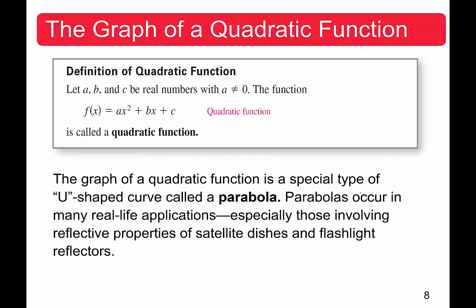The definition of a quadratic function: let a, b, and c be real numbers. A cannot be 0, again. If a is 0, then we have a linear function, not a quadratic function. f of x equals ax squared plus bx plus c is called a quadratic function. The graph of a quadratic function is a special type of U-shaped curve called a parabola.